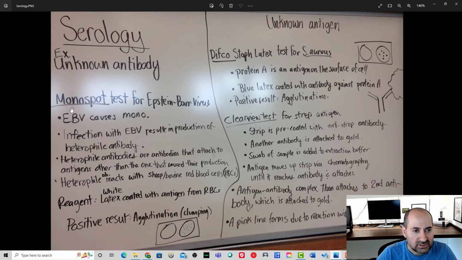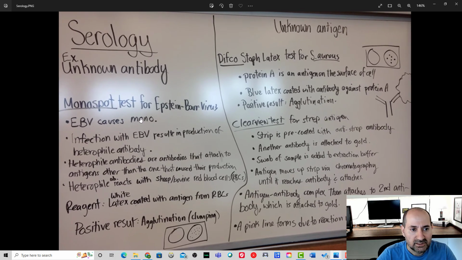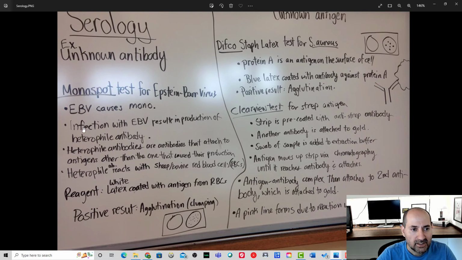All right, let's go into a little more detail about the monospot test. Remember, the monospot test was a test for the Epstein-Barr virus. The Epstein-Barr virus can cause mono, the disease mono, I should say. Infection with Epstein-Barr virus results in production of a heterophile antibody. You need to know what a heterophile antibody is. Heterophile antibodies are antibodies that attach to antigens other than the one that caused their production. Remember, not only will a heterophile antibody bind to the Epstein-Barr virus, but it will bind to, for example, sheep or bovine red blood cells.